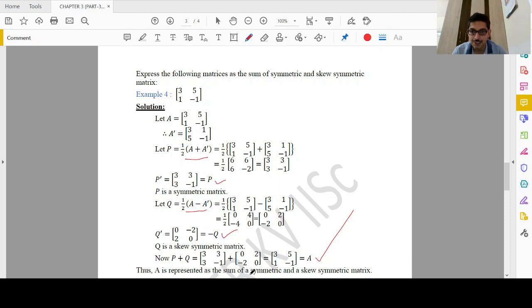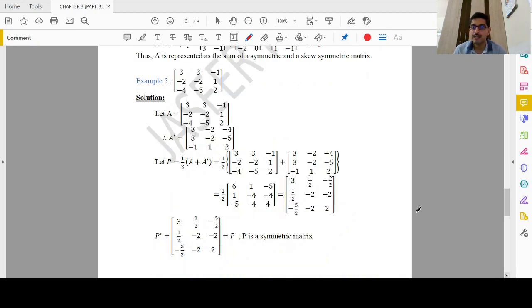So now what we have done, we have expressed A as a sum of a symmetric matrix, that is P, and a skew symmetric matrix. So we'll consider one more example, that is a 3 by 3. The method is the same only. So a given matrix A. So let it be A. So you find A dash. Then we will find P. P is half of (A plus A dash).